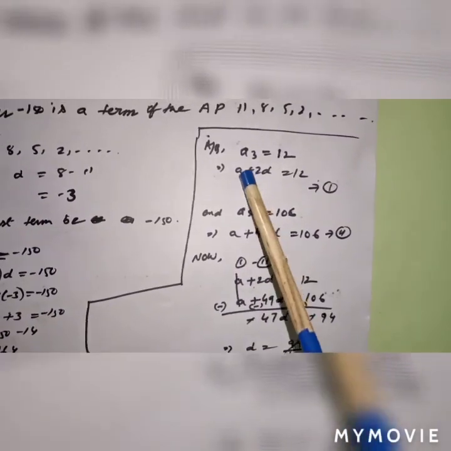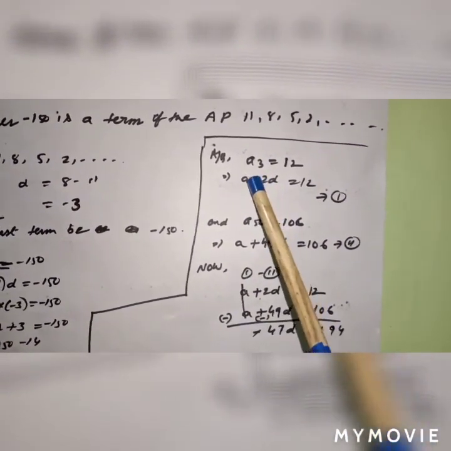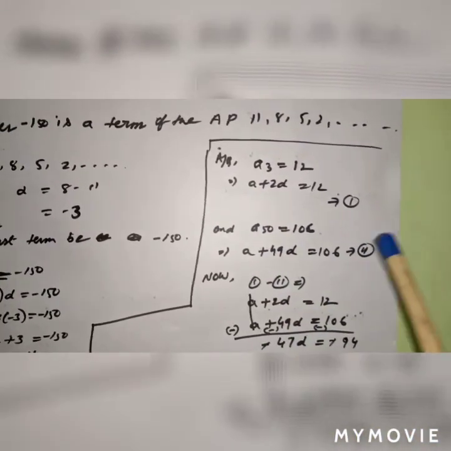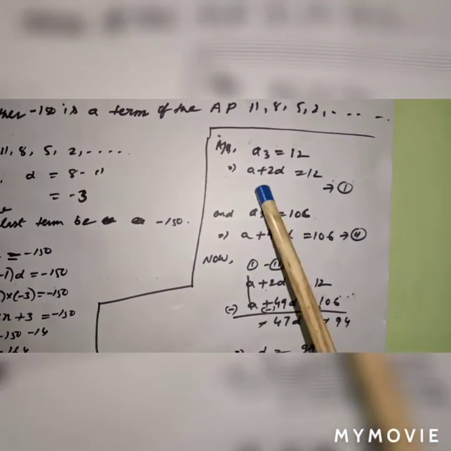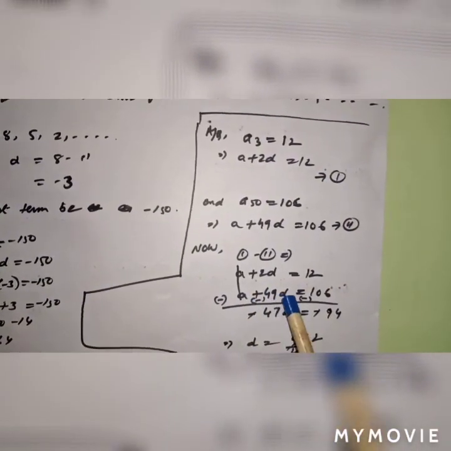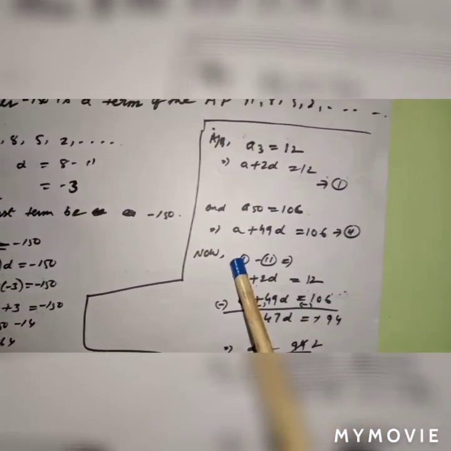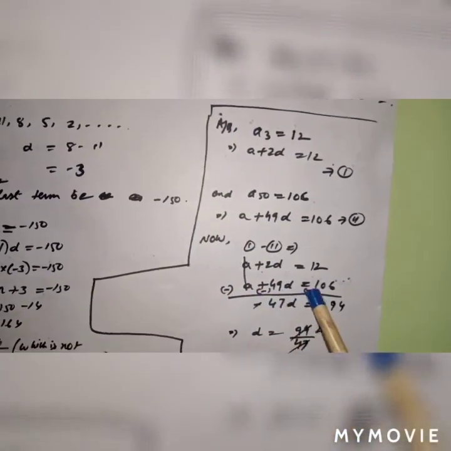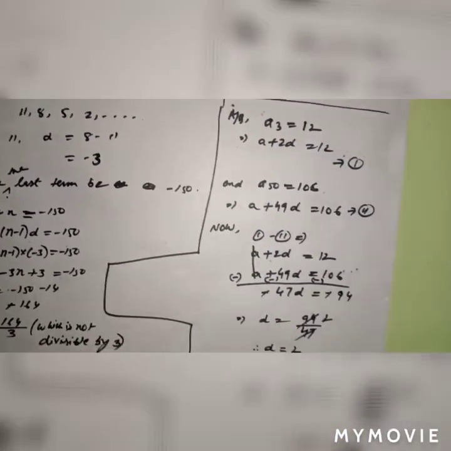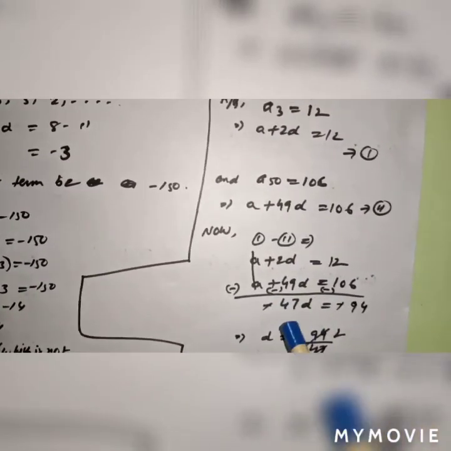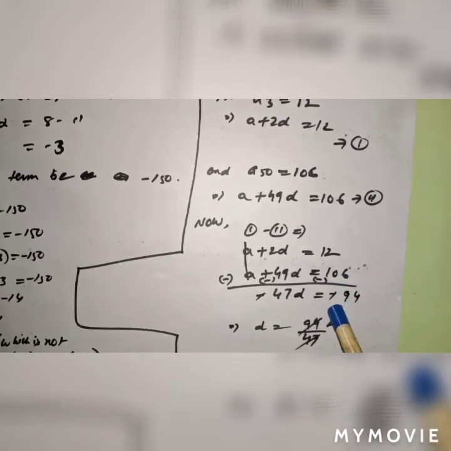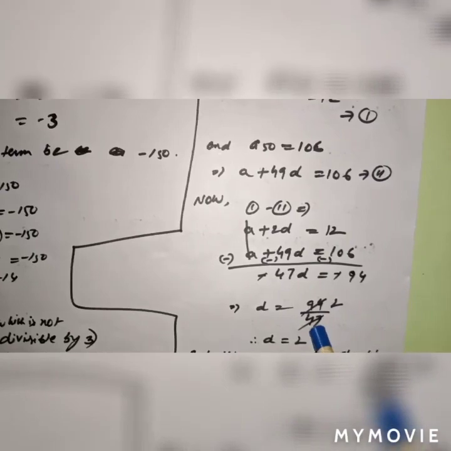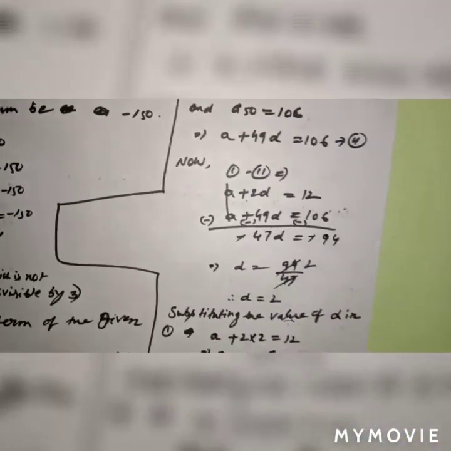For elimination, you know you have to make one of the terms equal, but here it is already equal. See, A here, A here also. So no need to multiply with any number. Subtract equation 2 from 1. A plus 2D is 12, A plus 49D is 106. Since we are subtracting, the signs change, so minus A plus A cancel. Then 2D minus 49D is minus 47D, and 12 minus 106 is minus 94. Both sides minus cancel, so 47D is equal to 94. When you transfer 47 to this side, it is divided: 94 by 47. So D's value is 2.